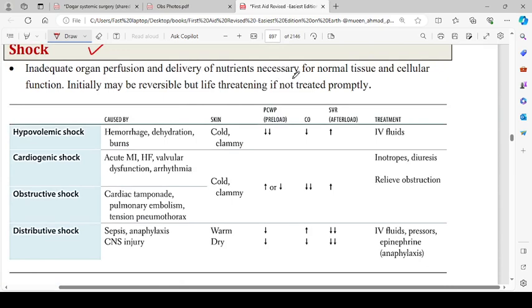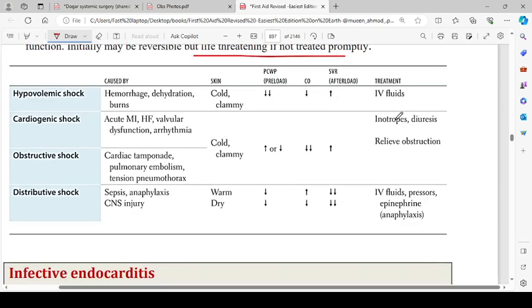Then what is shock? Inadequate perfusion and delivery of nutrients necessary for the normal tissue and cell function. Cellular function initially may be reversible but life-threatening if not treated promptly. There are four different types of shock: hypovolemic shock, cardiogenic shock, obstructive shock, and distributive shock.